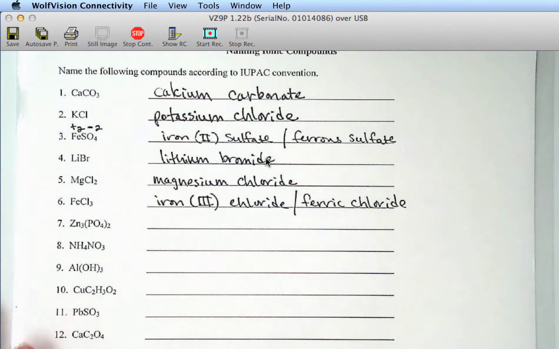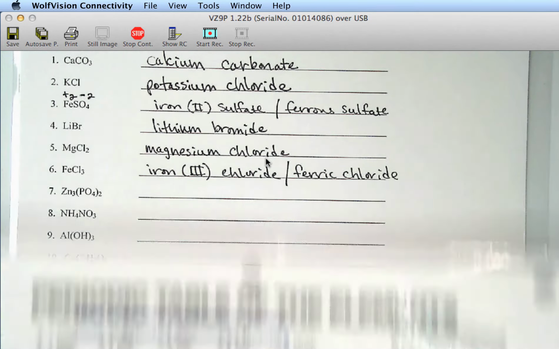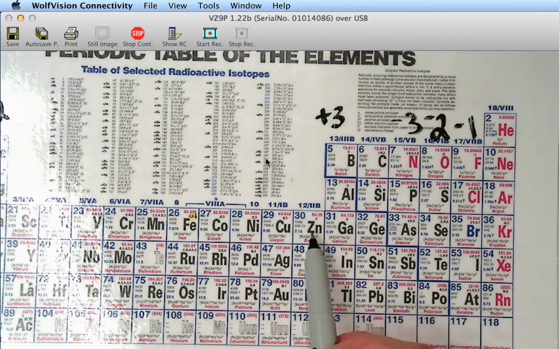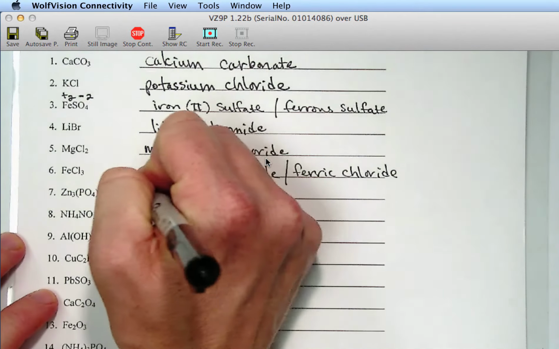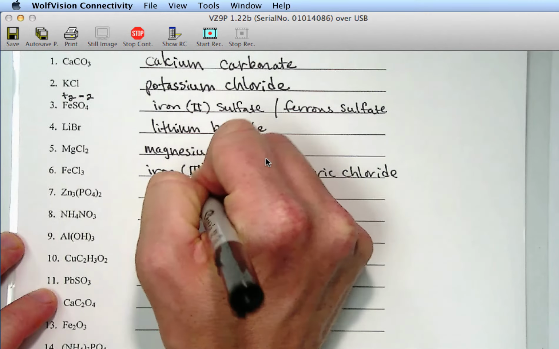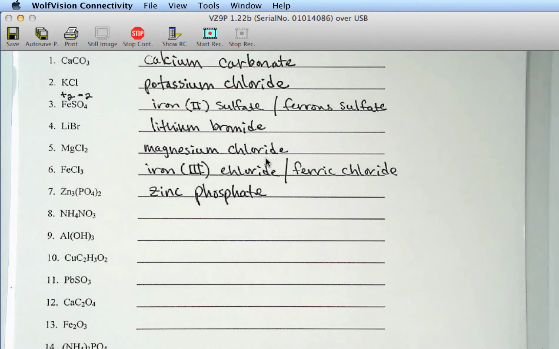Number 7, when you get to it, the alarm goes off because it's a transition metal. When you look at this one, zinc just has 1 possible charge. So you don't need to say zinc 2. You can just say zinc phosphate. So if you ever come across any transition metals that have one number written above it, you don't need to use the Roman numerals, or the -us and the -ic.